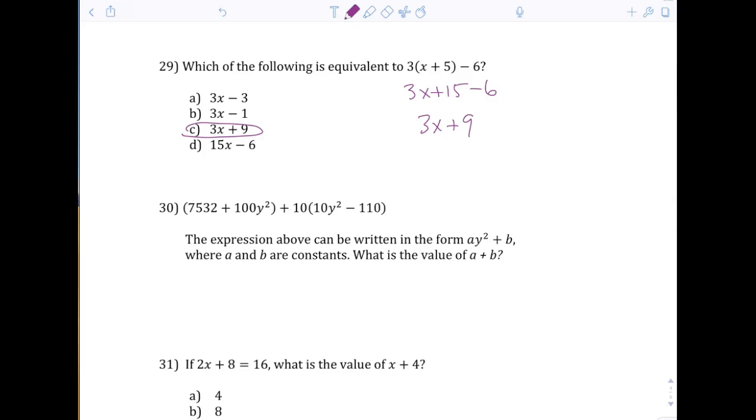Okay, now listen, I don't care if you just randomly guessed A, B, C, D and circled C and go, wow, yeah, I got it right. I want the work off to the side. That's what I want.